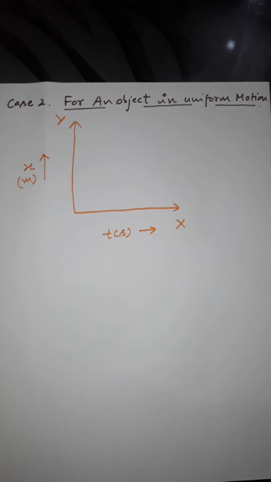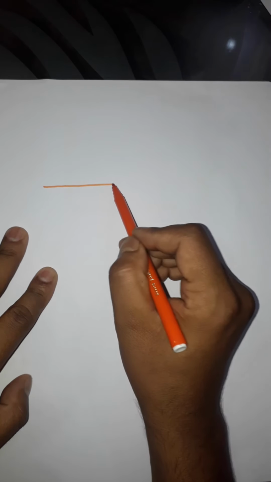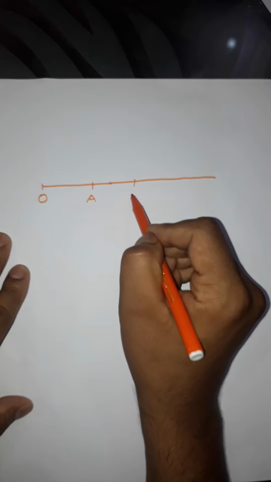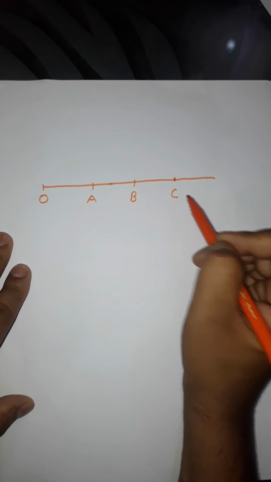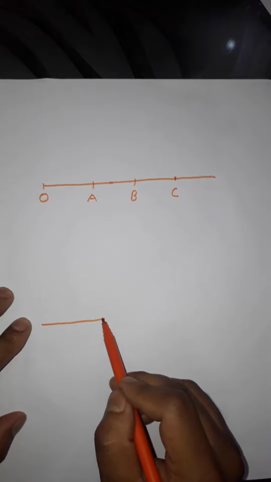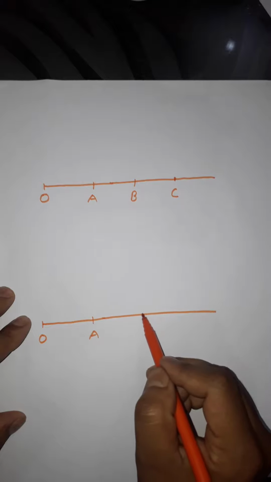Okay, before drawing the actual graph, we have to take one example here. Okay, so let us consider an example of uniform motion. So it is your point O, point A, point B and point C. Okay, there we may have two examples for the uniform motion, so we'll study them together.